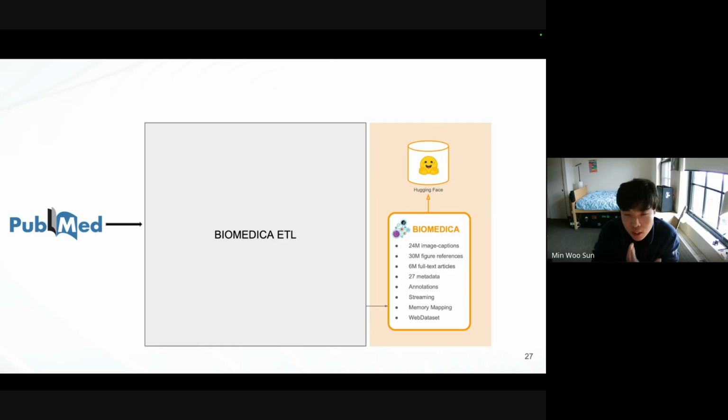Now, something that we really wanted was for Biomedica to be really accessible. So from the user's perspective, it should really look like this, right? Biomedica ETL is a black box, and what they care about is the way they interface just through Hugging Face and being able to access data easily.